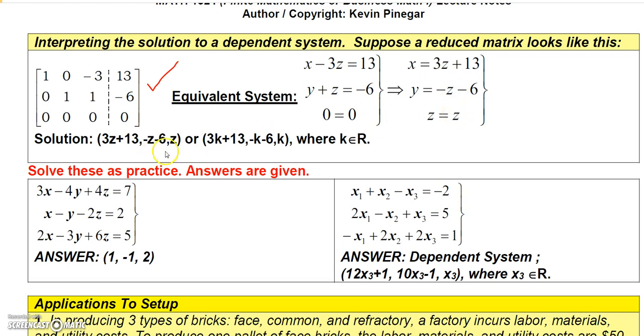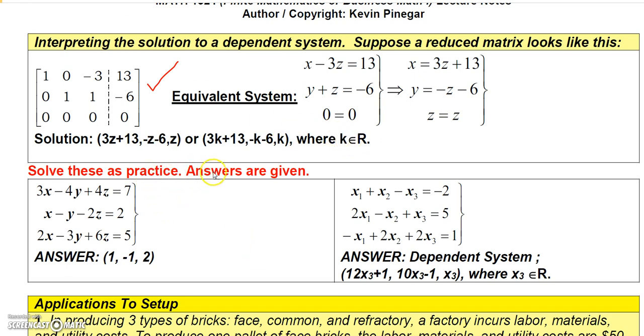So what I can do is let z be z, and then that tells me that x is related to z in this way. X is 3z plus 13, so I write that for x, and y is minus z minus 6, so I write that for y. So my three values are x equals 3z plus 13, y equals minus z minus 6, and z equals z. Now, if you don't like using z, you could use any letter you want. We could use k, but still if I use k, then x would be 3k plus 13, and y would be minus k minus 6. And these represent infinitely many solutions because k can be any real number.